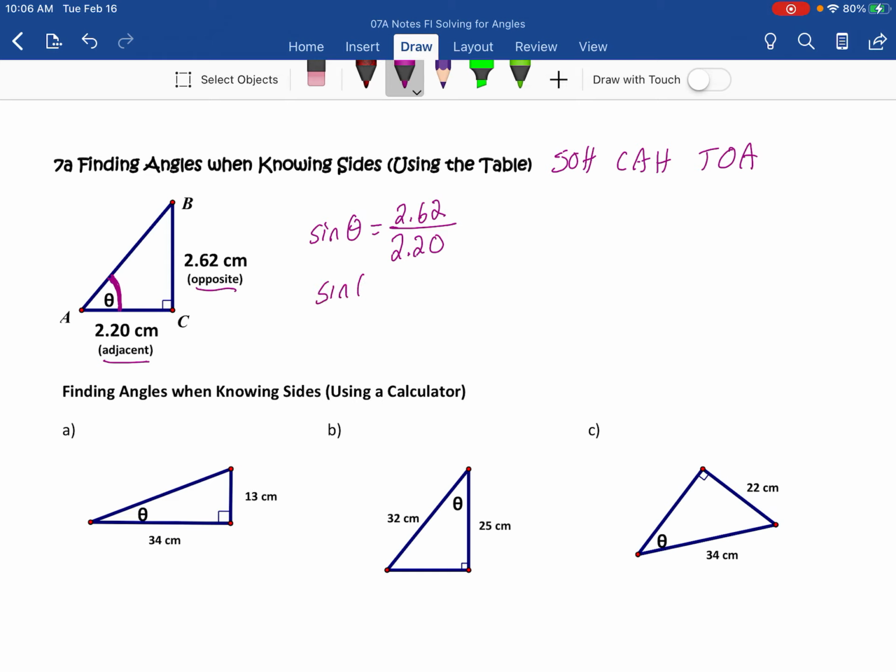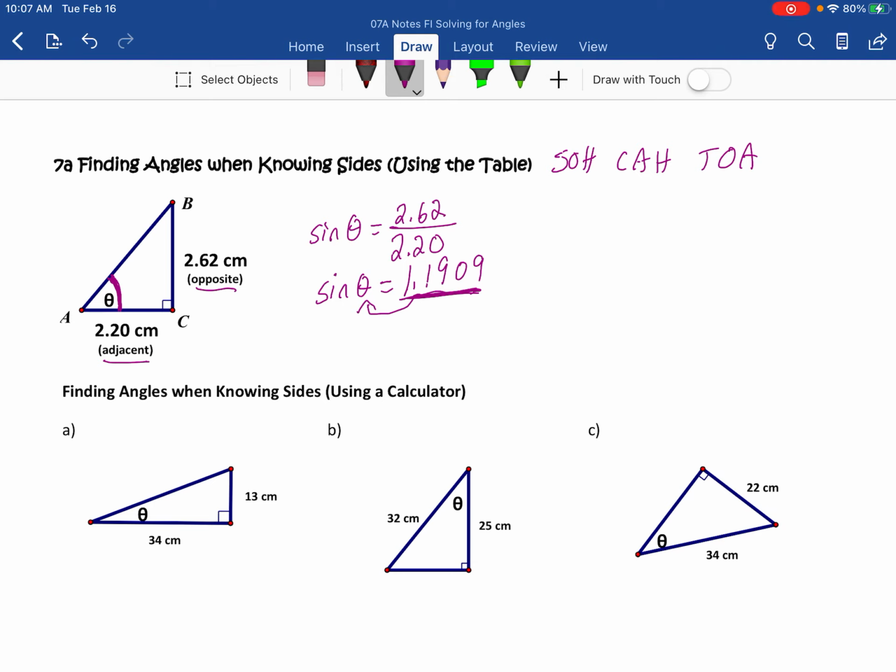So 2.62 divided by 2.20, and I end up with the ratio of the opposite to the adjacent, when you divide the opposite side by the adjacent side of whatever this angle is. I get 1.1909, to 4 decimal places. And we talk about 4 decimal places for accuracy.